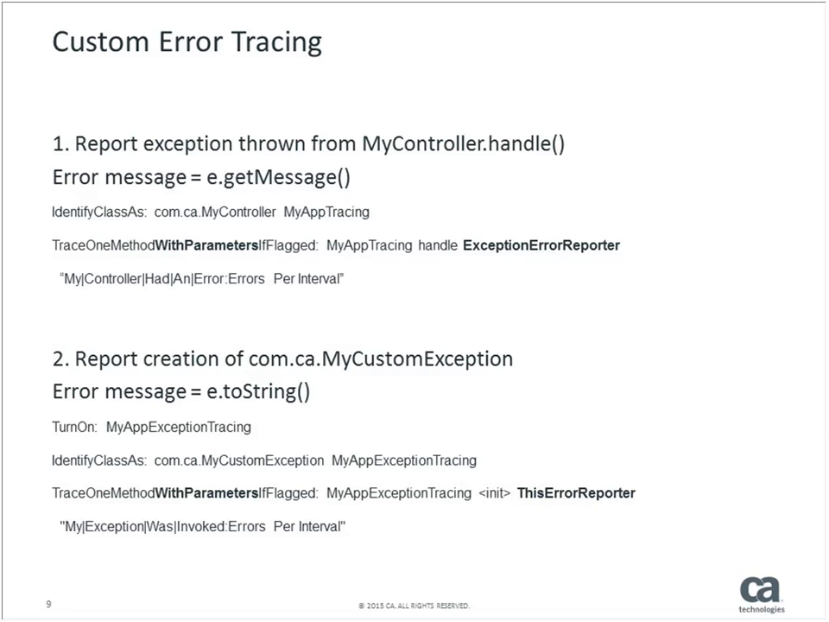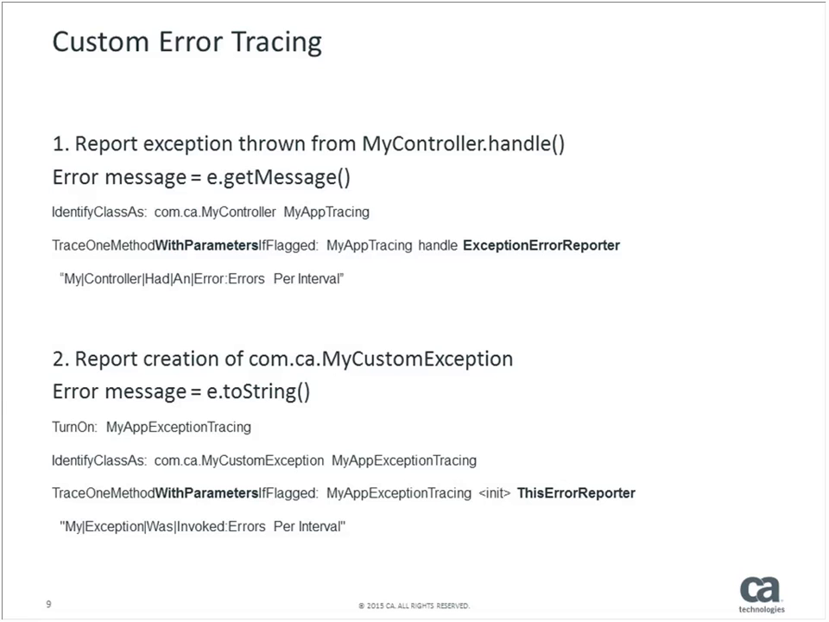So you have to add 2 lines to your custom PBD. The first is to identify the class, and that's myController. And the second thing is you need to assign a tracer to the handle method, and the tracer that we assign is the exception error reporter, and then a string for the metric name.